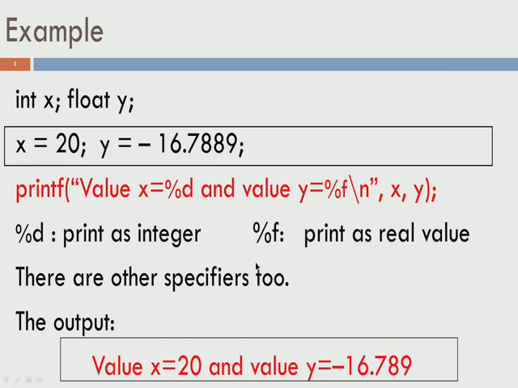So, this is the basic example. There are other specifiers, but more often than not you will need only d, f and possibly a g. The output for this would be: value x equals 20 and value y equals minus 16.789. The idea behind this is that the string value appears as it is, the space appears as it is, x equals to appears as it is, and only this %d is a placeholder. It is holding its place for this variable to be printed in its appropriate format.